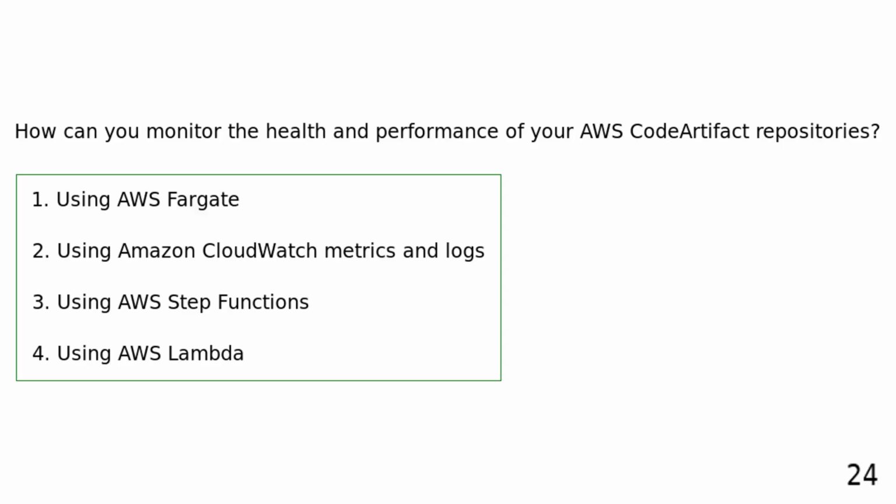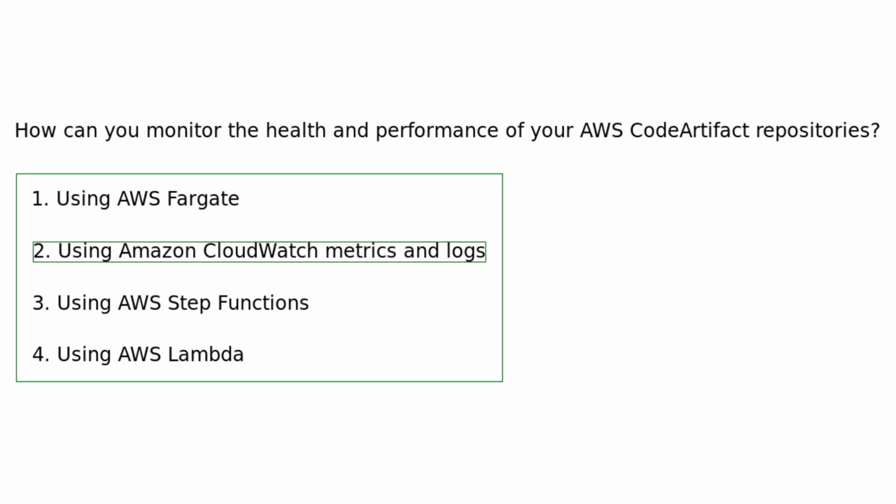How can you monitor the health and performance of your AWS CodeArtifact repositories? Using AWS Fargate. Using Amazon CloudWatch metrics and logs. Using AWS Step Functions. Using AWS Lambda. You can monitor the health and performance of your AWS CodeArtifact repositories using Amazon CloudWatch metrics and logs.